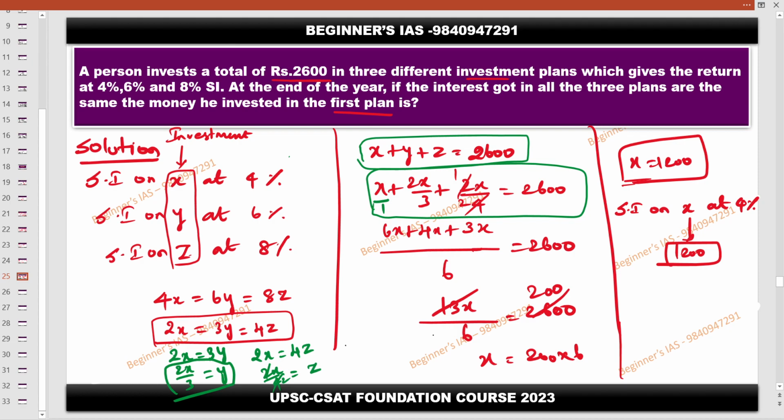Simply cross multiply. After cancelling, 13 2s are 26. Therefore 2 here, double 0. Then cross multiply the 6. Therefore x is equal to 200 into 6. Then x is equal to 1200. So we need the plan with respect to the first part. The first plan is with respect to 4%. The 4% is the money you are investing, x only. What is x? Automatically you are getting 1200 directly with respect to x. Therefore the answer is 1200.